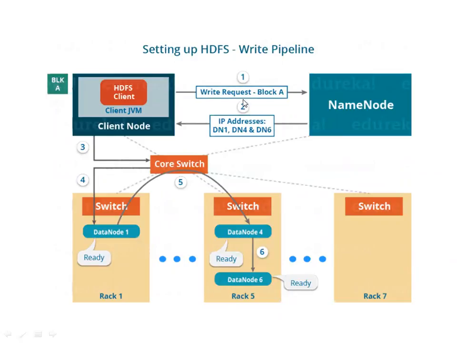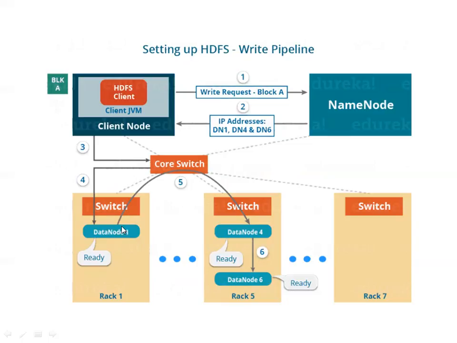So your client is sending a write request. The name node, the master node, sends an IP address of where to store your data. There is direct communication between the client and the data node, but the name node is not involved from a storage point of view. It tells that data nodes 1, 4, 6 are available, and you can go and store in them. So the GFS client will go to that particular data node and first store the data in data node 1.